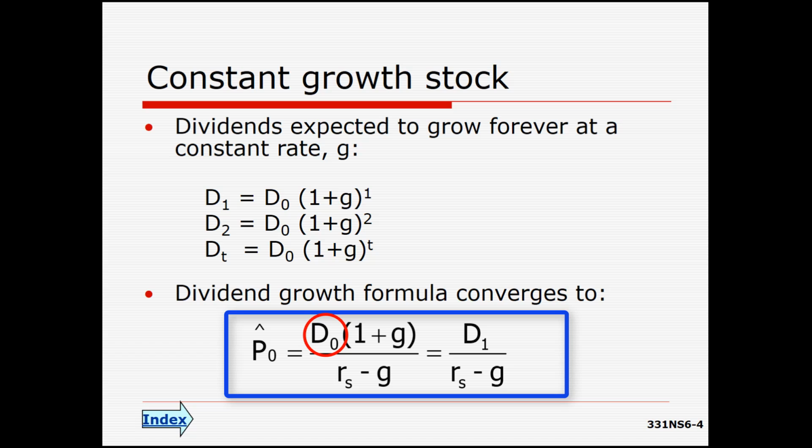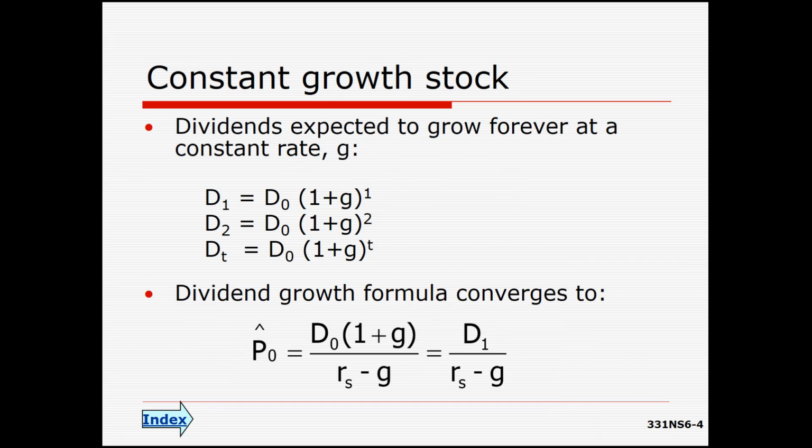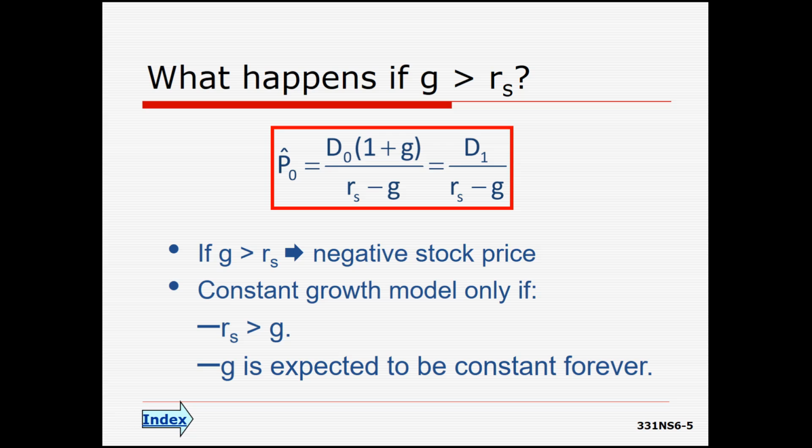Note that D0 is the dividend just paid, so it's known, it's history. RS is the required return on the stock, and G is the constant growth rate. Be careful as to whether a problem gives you D0, the dividend just paid, or D1, the next expected dividend. So what happens if the growth rate is larger than the required return? The formula returns a negative stock price, which is not feasible. So the constant growth model requires that the required return is greater than the constant growth rate, and the dividend is expected to grow at a constant rate forever.